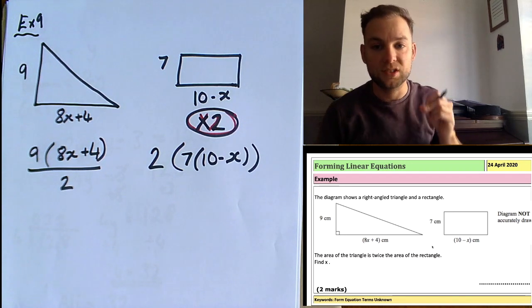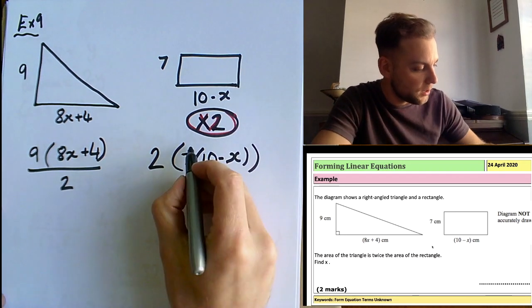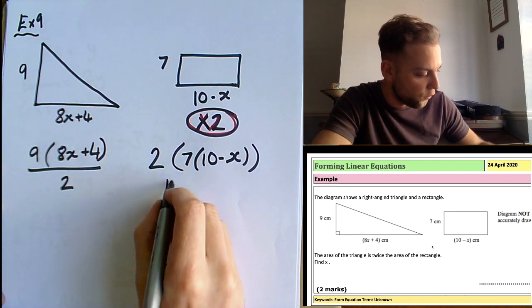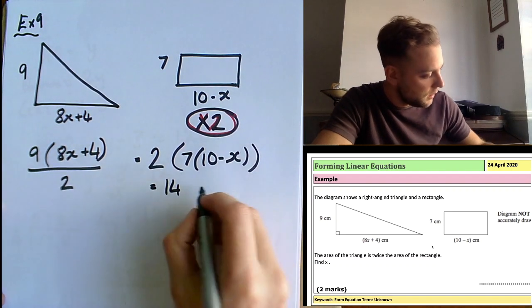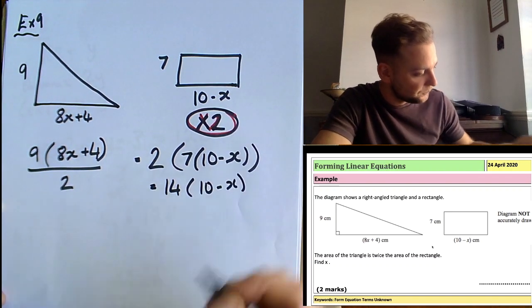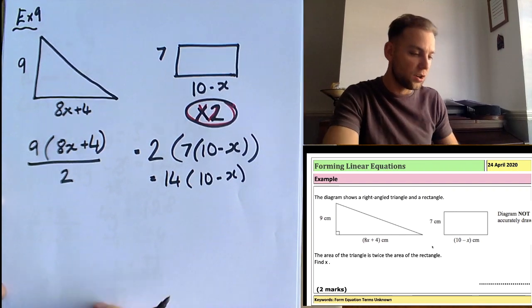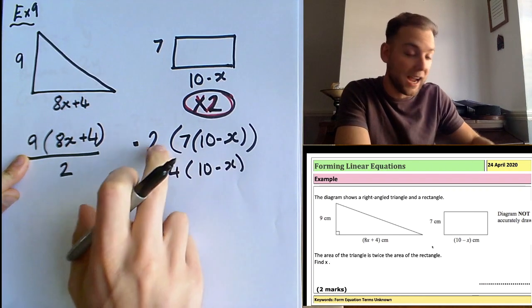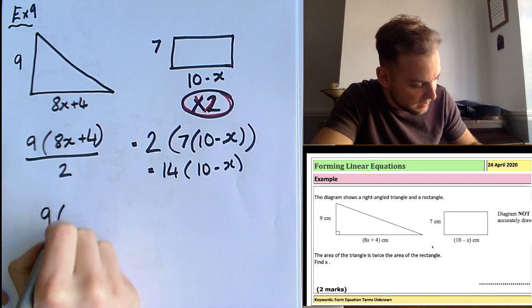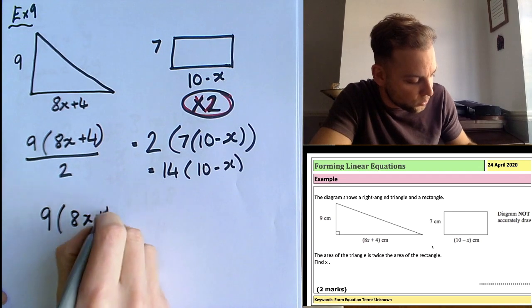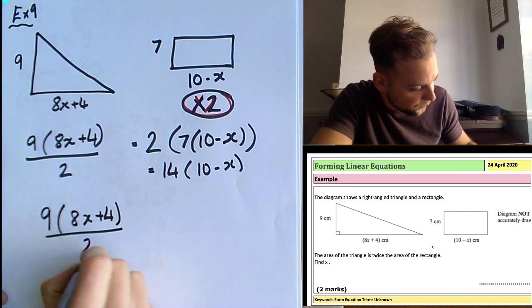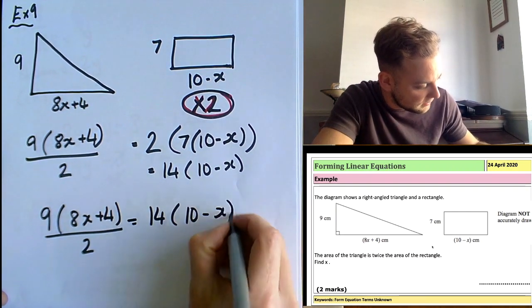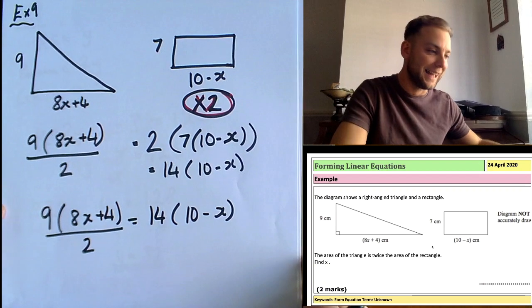So, let's start simplifying some of this. First thing I'm going to do here, I'll probably times that by 2 times by 7. So I've got 14 times by 10 minus x. And then I can start creating equations, because I know that this area here is the same as this area here now, because I've times it by 2. So I've got 9 times by 8x plus 4 divided by 2 is equal to 14 times by 10 minus x. My next stage is I need to solve this.